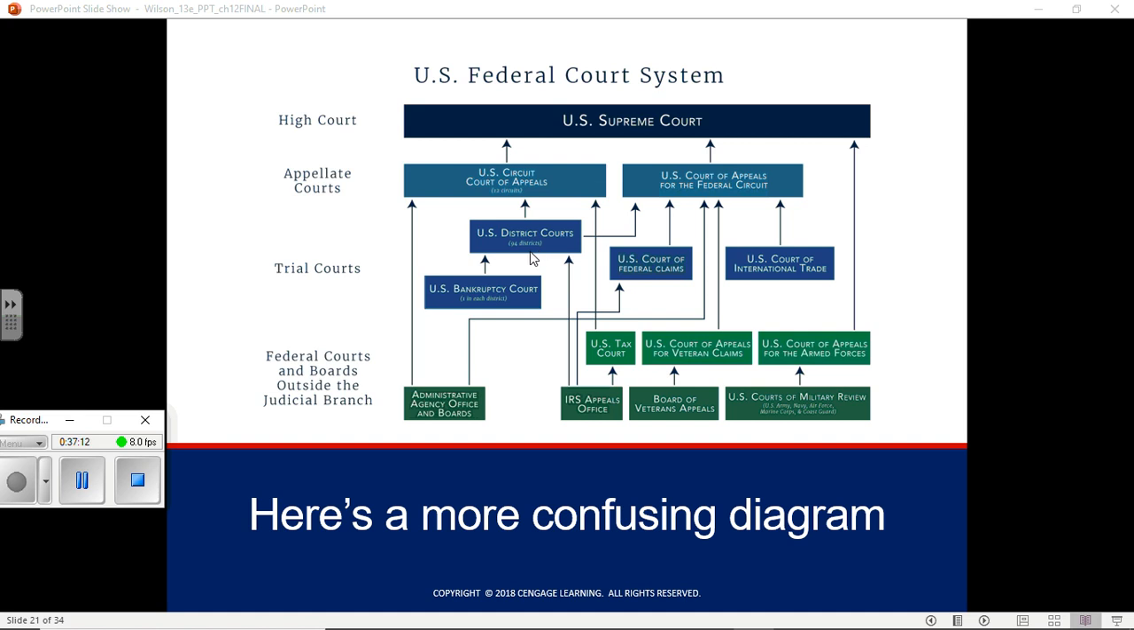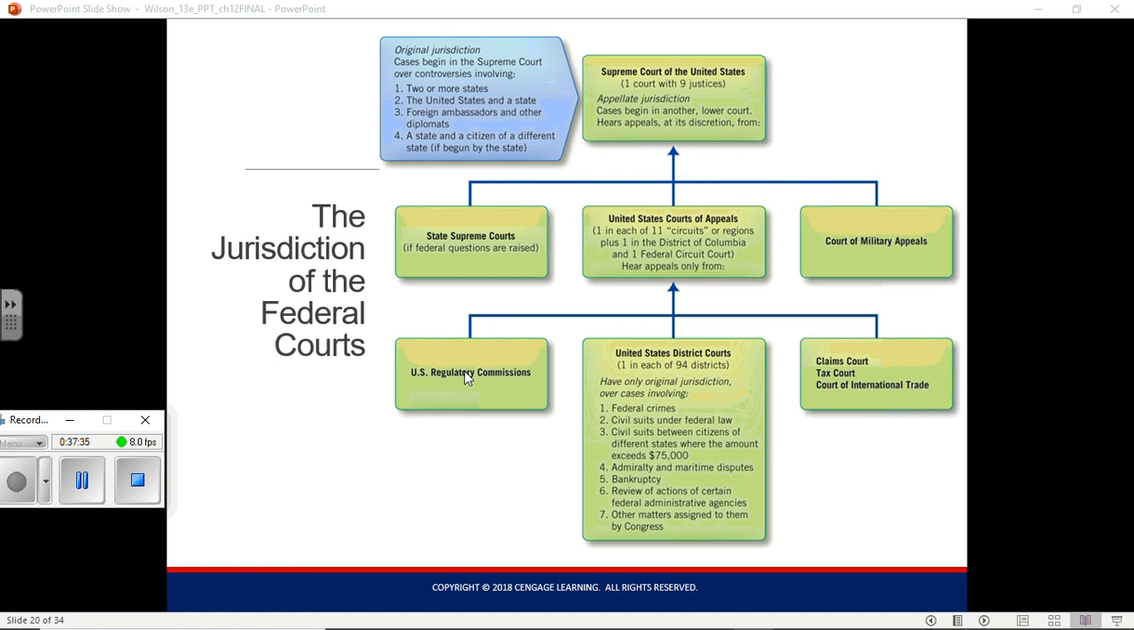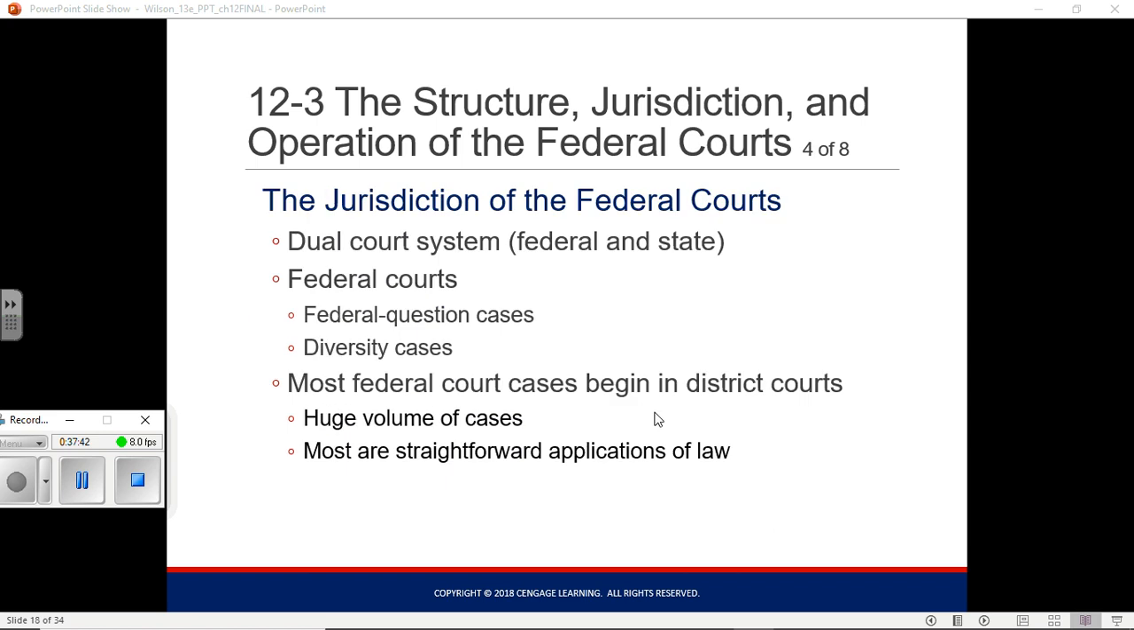Because if you think about it, that's where a lot of the issues are heard. It's basic federal crime, civil suits under federal law, civil suits involving more than $75,000, bankruptcy court. A whole lot of things end up going to district court first, right? IRS cases, generally speaking. Here you go, this was the list I was rattling off. A lot of things are going to start in district court, okay?